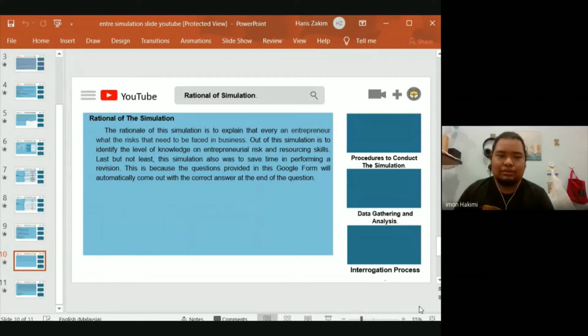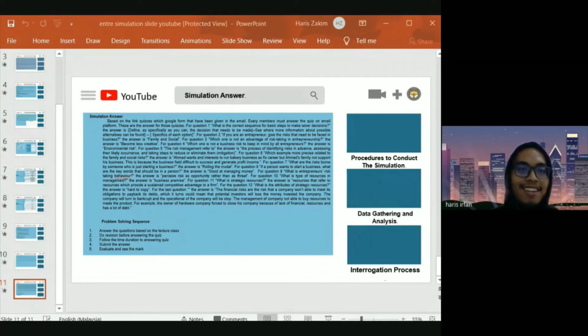Okay, next. Simulation answer. Based on the quiz link, which is a Google form that has been given in the email, every member must answer the quiz on the email platform. These are the answers for those quizzes. For question 1, what is the correct sequence of basic steps to make a wiser decision? The answer is: define as specifically as you can the decision that needs to be made. See where more information about possible alternatives can be found.